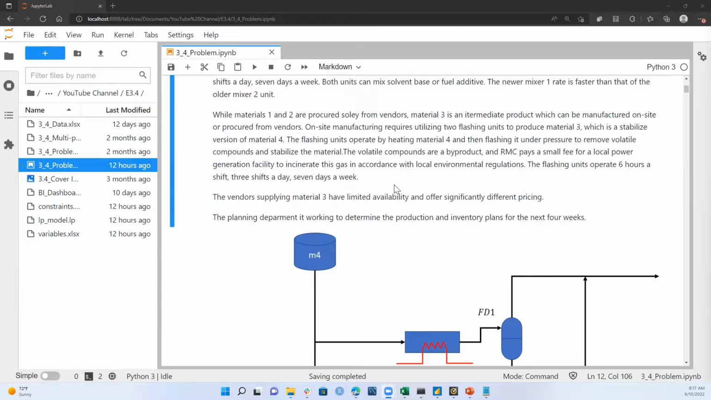On-site manufacturing requires utilizing 2 flashing units to produce material 3, which is a stabilized version of material 4. The flashing units operate by heating material 4 and then flashing it under pressure to remove volatile compounds and stabilize the material. The volatile compounds are a byproduct, and RMC pays a small fee for a local power generation facility to incinerate this gas in accordance with local environmental regulations. The flashing units operate 6 hours a shift, 3 shifts a day, 7 days a week. The vendors supplying material 3 have limited availability and offer significantly different pricing. The planning department is working to determine the production and inventory plans for the next 4 weeks.